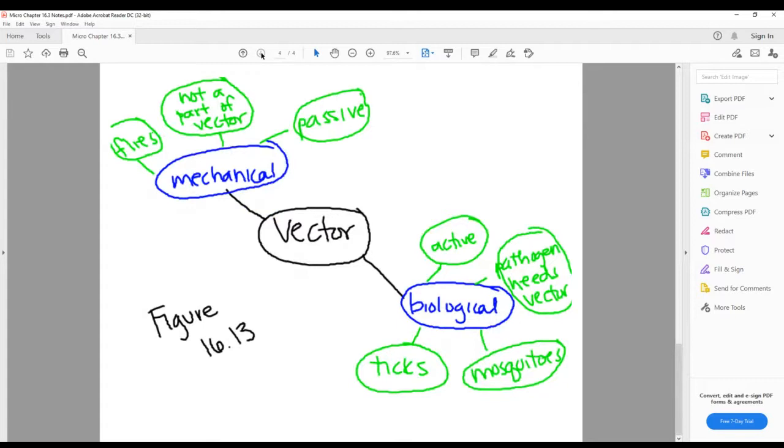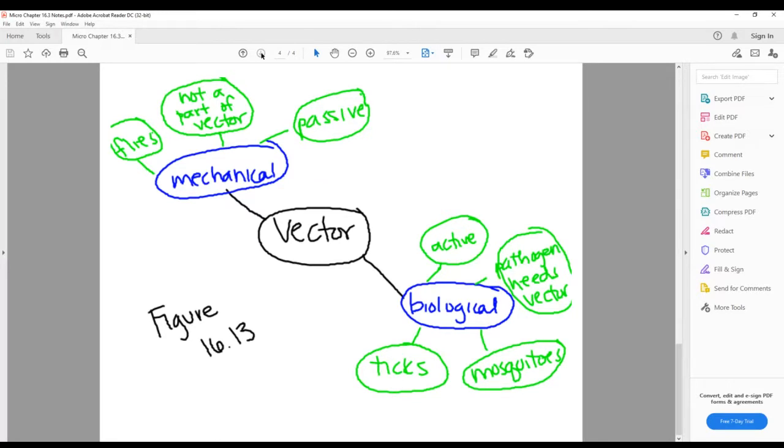And then the last type of transmission we have is through vectors. Vectors are going to be living organisms. They're kind of like fomites, except they're alive. We have two types of vector transmission: mechanical and biological. Mechanical is passive, okay? The pathogen is not a part of the vector. They're just carrying it on them.